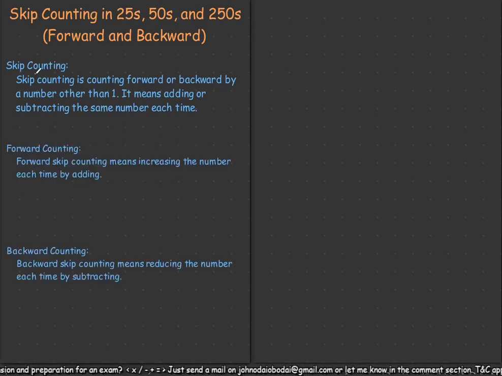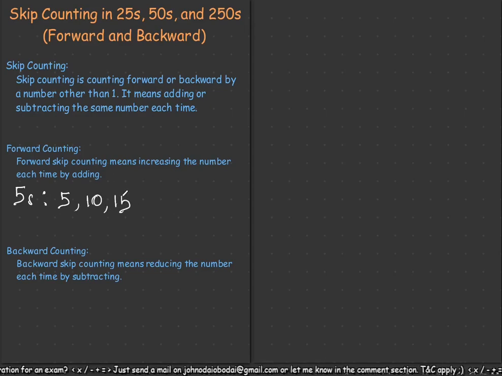Forward counting is one example of skip counting. For the first example I gave, that is for fives, forward skip counting means we are increasing the number each time by addition. So starting from 5, we add 5 to it, and 5 plus 5 gives us 10. Then we add another 5 to it, giving us 15. Then we have our 20.